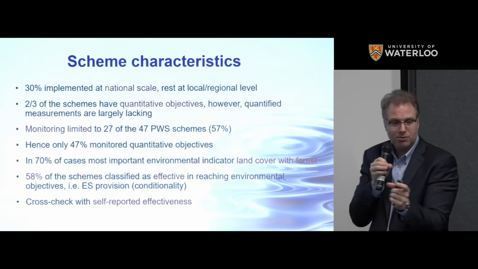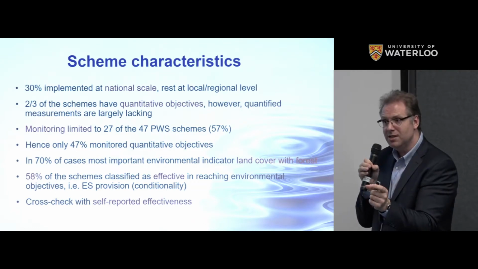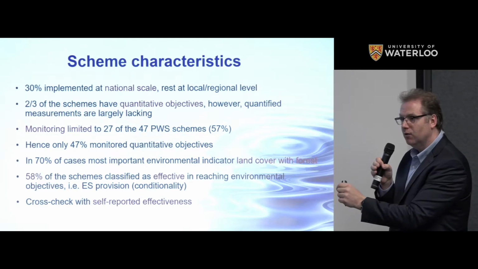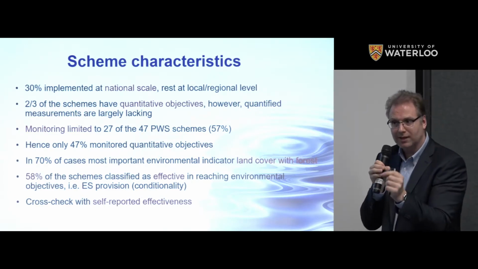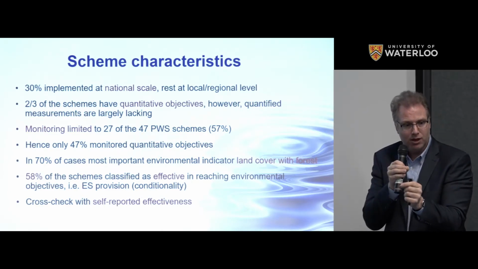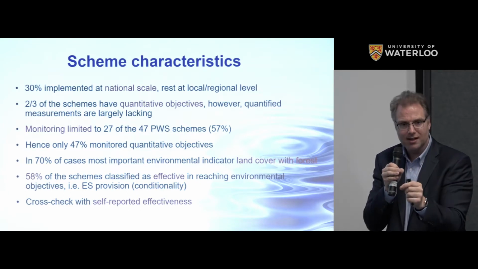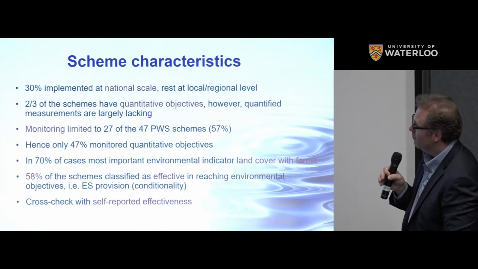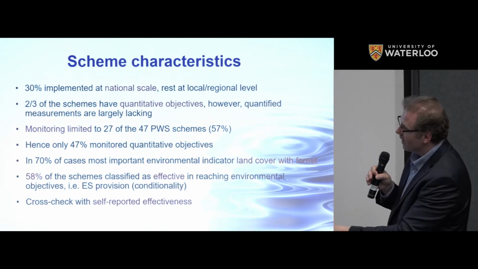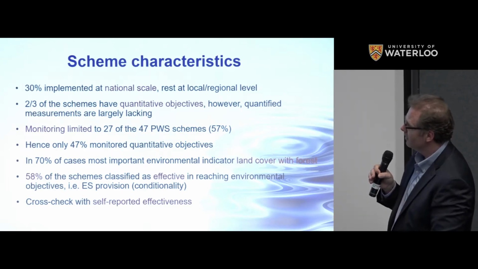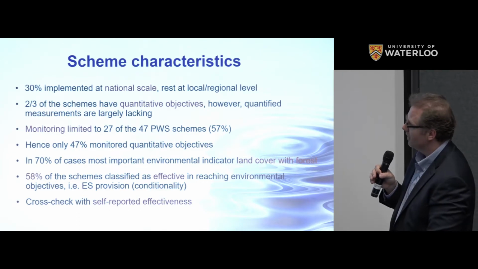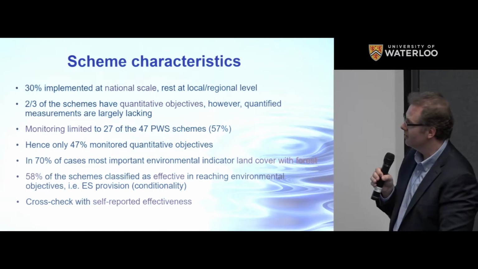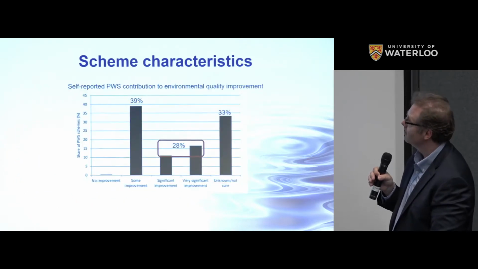So remember that I talked about conditionality. Conditionality means that you actually contractually provide what you're being paid for. What these upstream landowners and farmers were being paid for was set aside. They were not necessarily paid for the outcome. And in the end, 58%, so just over half of the schemes were reaching their environmental objectives. So they met the conditionality criterion, but it was only in 60% of the cases.